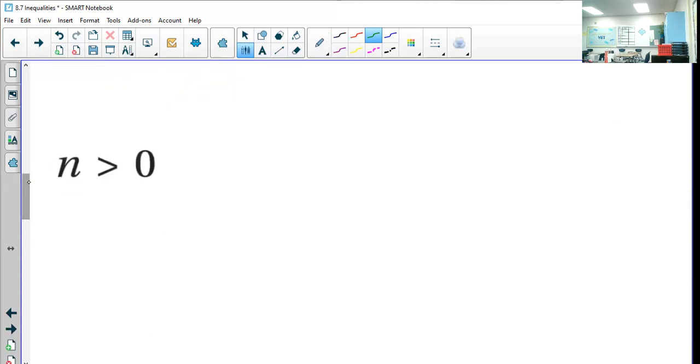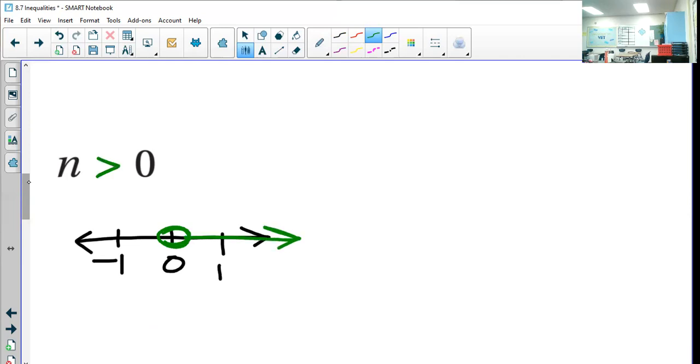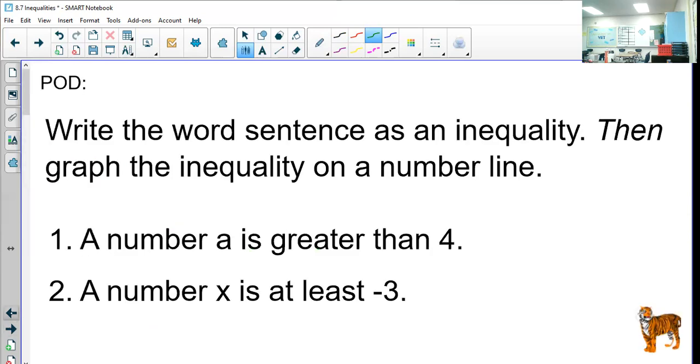N is greater than 0. So I've got -1, 0, 1. Greater than 0. Greater than, but not equal to. So we use an open circle. And see how my arrow's pointing that way? Which means my graph needs to go that way. I need numbers bigger than 0. And that's it.